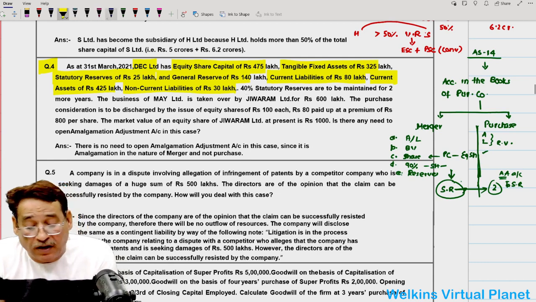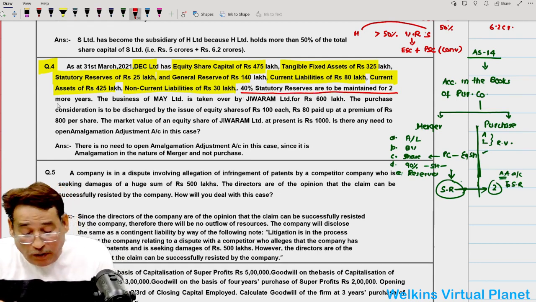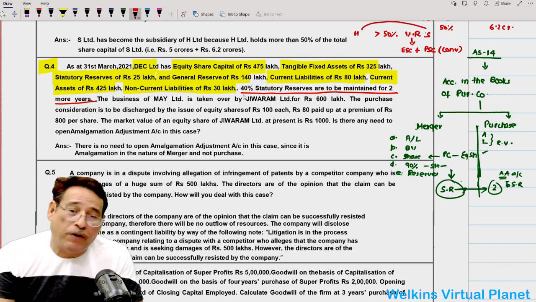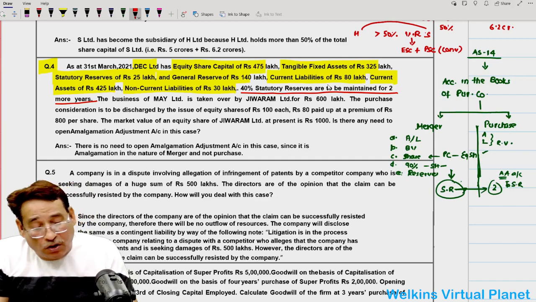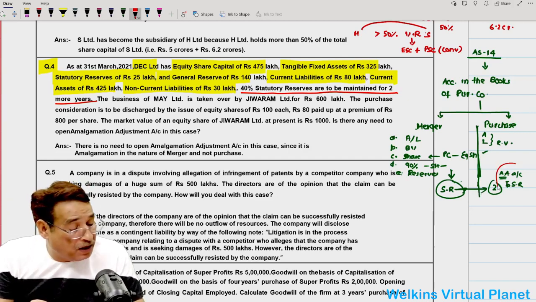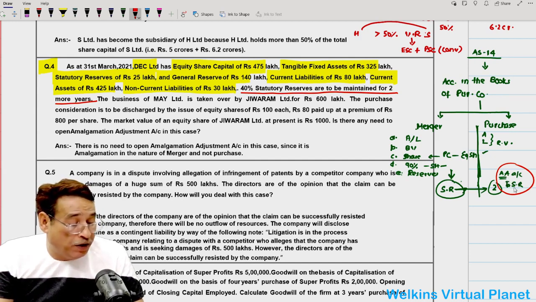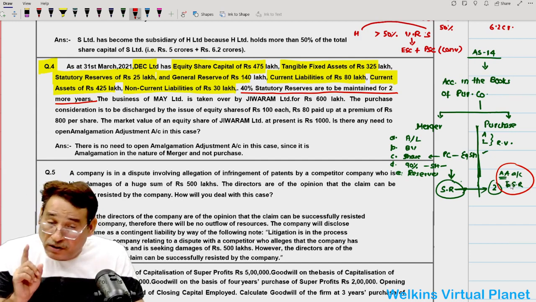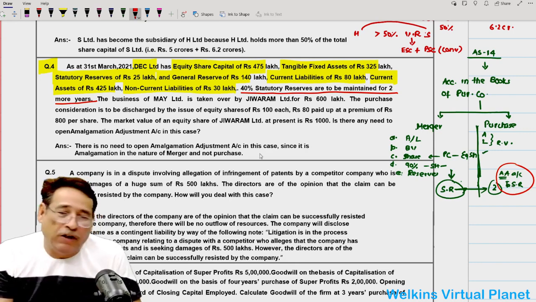Now, the question further states that 40% statutory reserves are to be maintained for 2 more years. So if it is a case of amalgamation in the nature of purchase, then the purchasing company must pass an entry: amalgamation adjustment account debit to statutory reserve. This should be the way of writing the answer. Don't go by this particular answer.